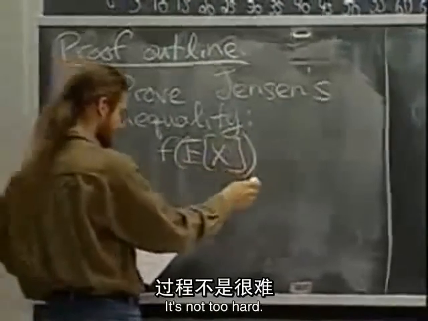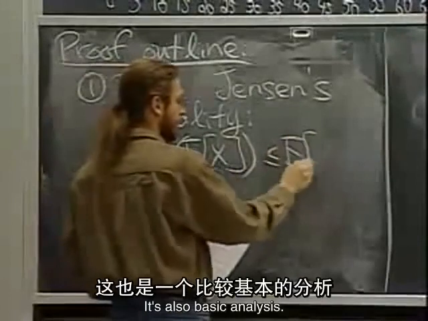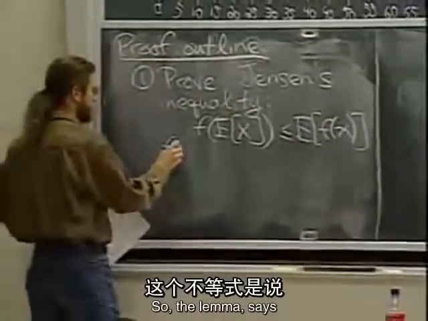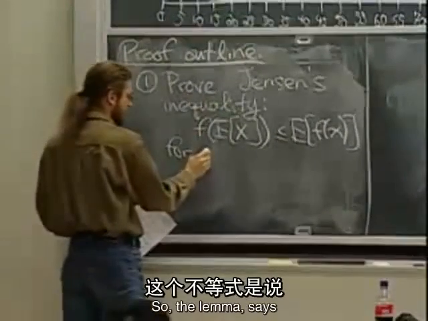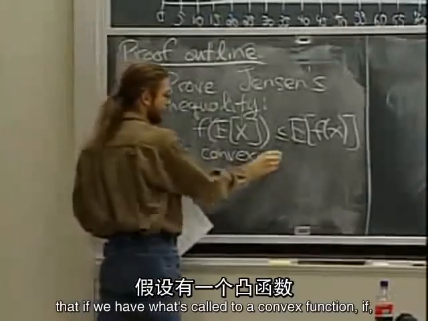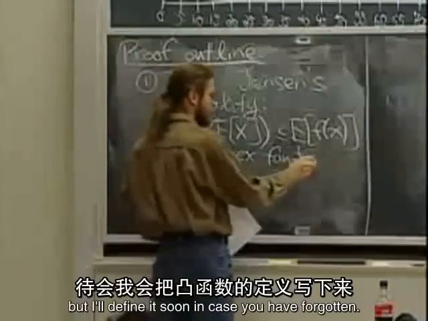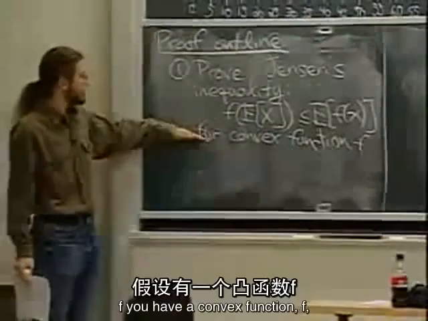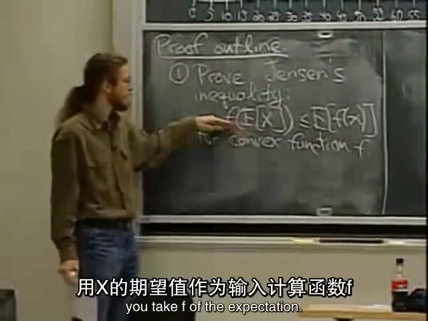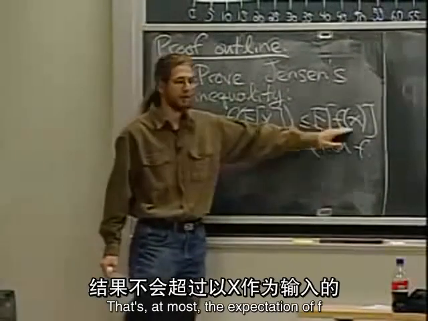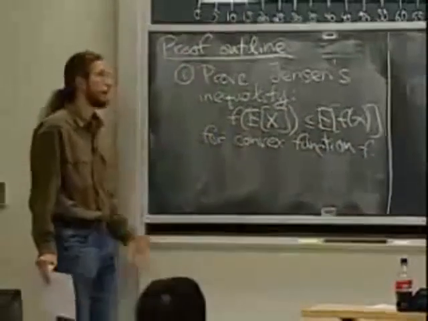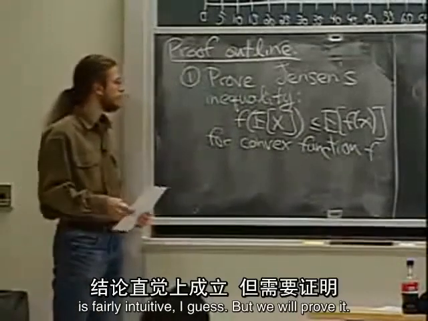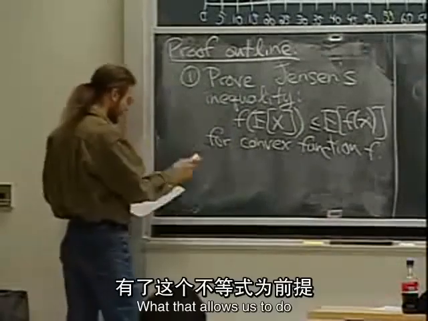It's not too hard. It involves some basic analysis. So the theorem, or the lemma, says that if we have what's called a convex function f, and you should all know what that means, but I'll define it soon, in case you've forgotten. If we have a convex function f and a random variable x, then f of the expectation is at most the expectation of f of that random variable. Think about it enough and draw convex functions. That is fairly intuitive, I guess. But we'll prove it.